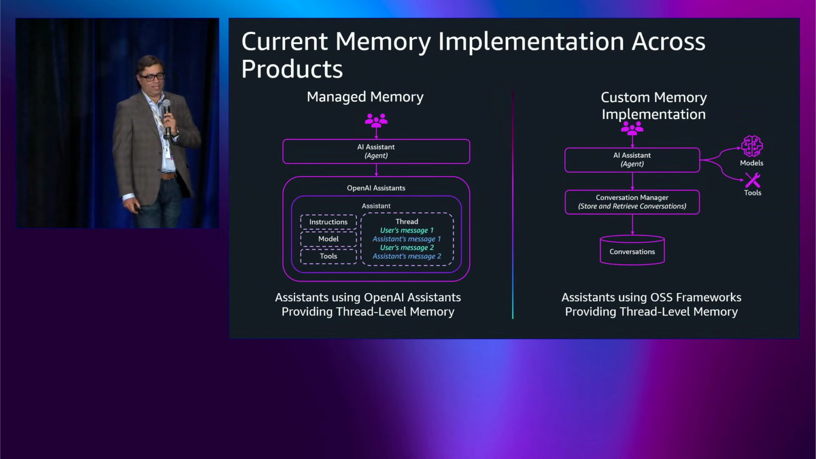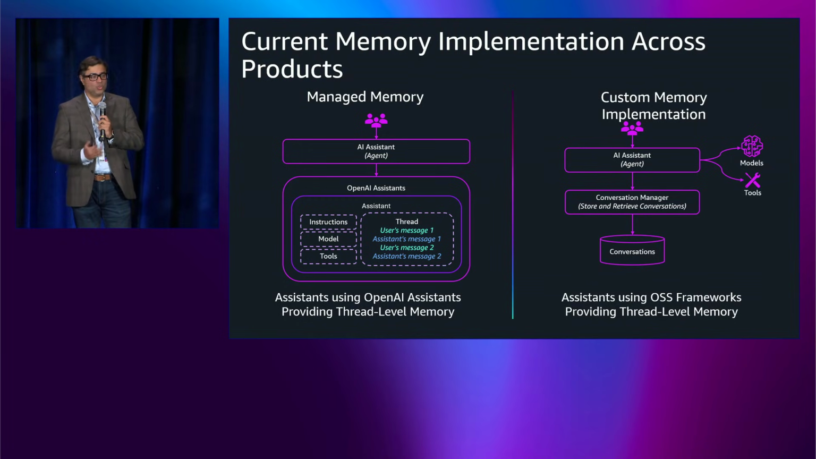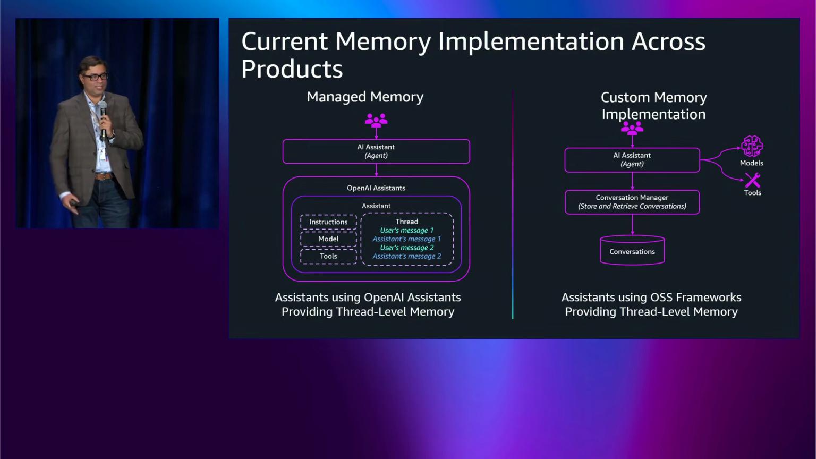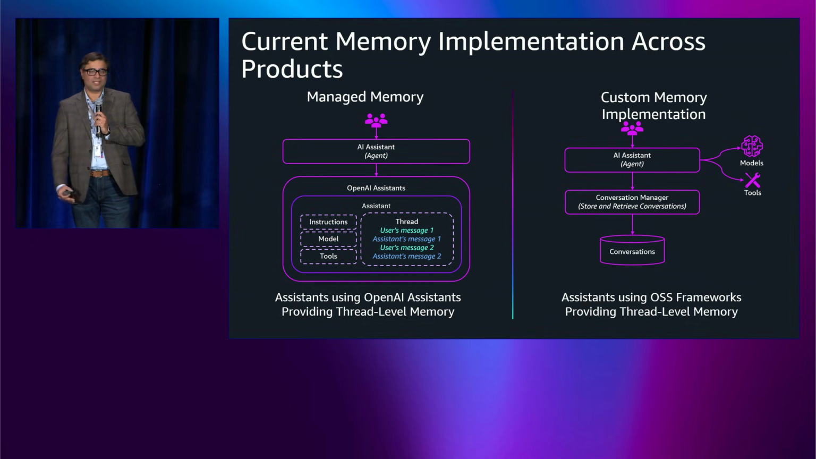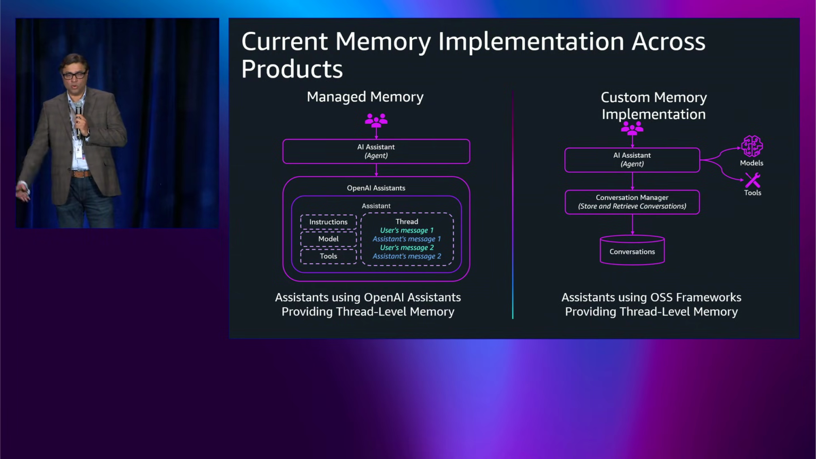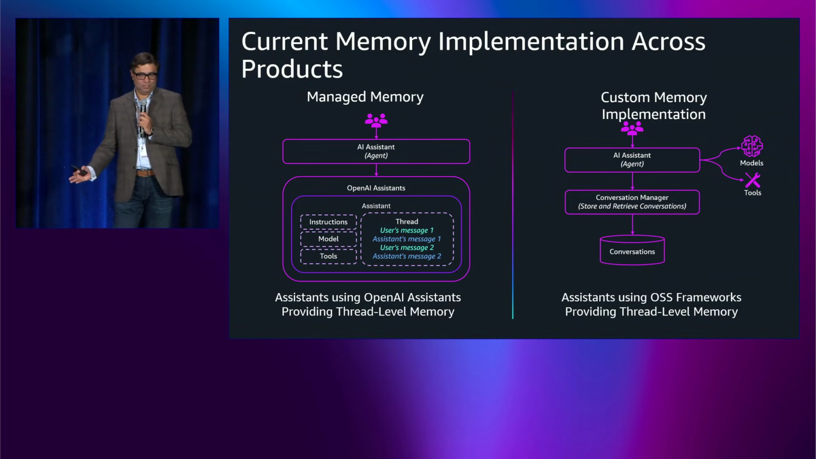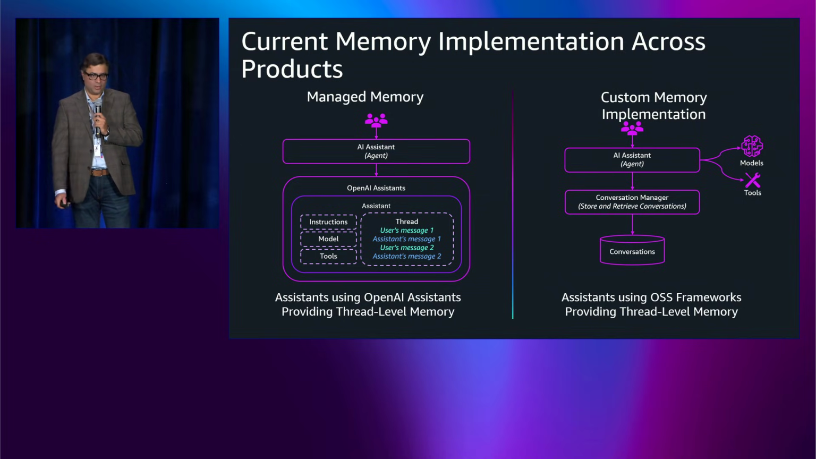As you can see in this diagram, our current memory implementation across products is in two different ways. One is managed memory, where you have assistants using tools like OpenAI, providing thread-level memory. On the right-hand side, we also have custom memory implementations, which are some of the agents leveraging open source frameworks, again providing thread-level memory. In contrast, we have a managed and we have a custom. Both coexist, which creates a lot of user frustration and confusion across teams.